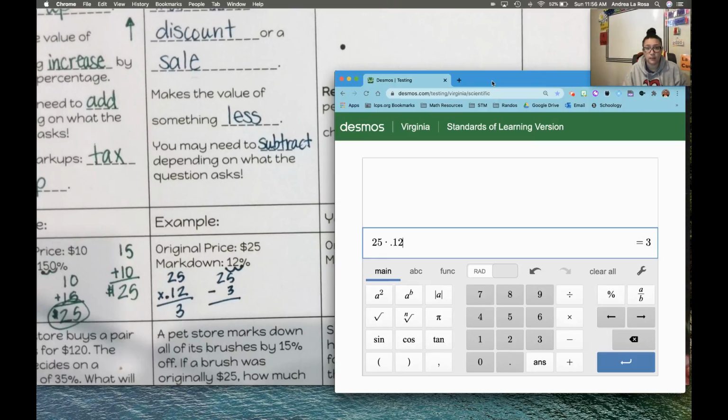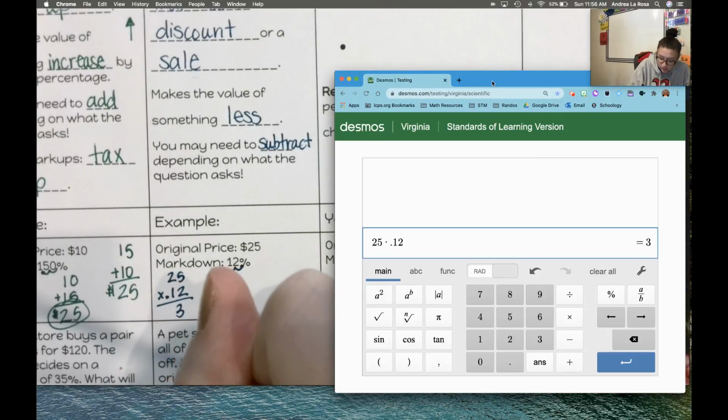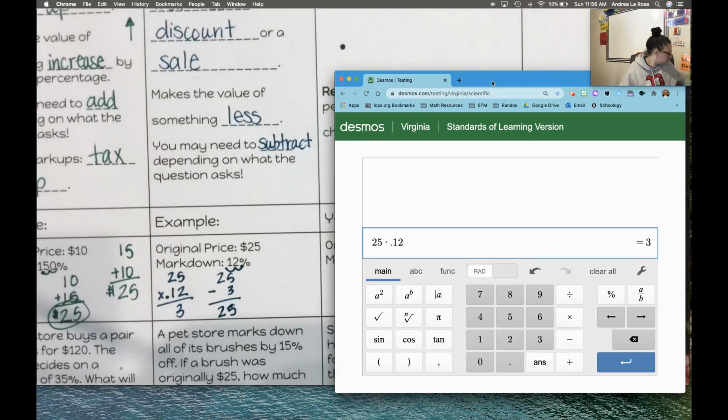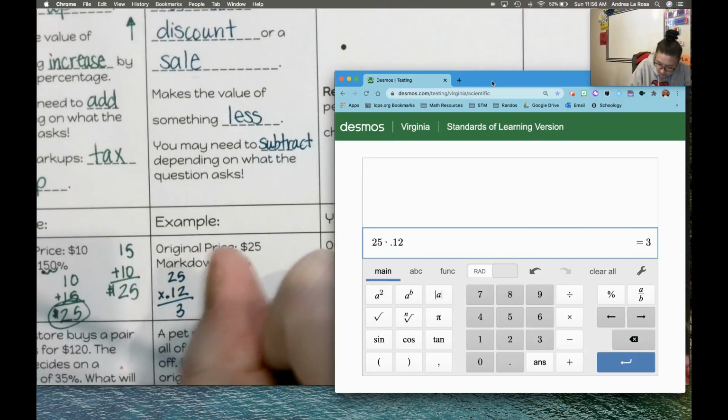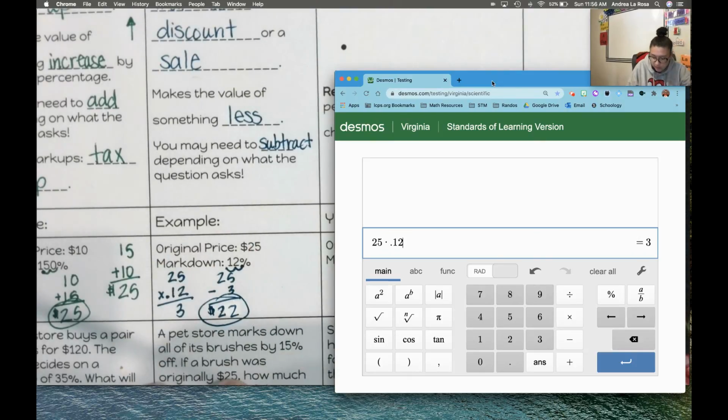Why? Because it's a markdown. I'm paying less. My price is going to go down. So this, Andrea, would really cost me $22 instead of 25. Again, we multiply by the percent, and then we may need to add or subtract.